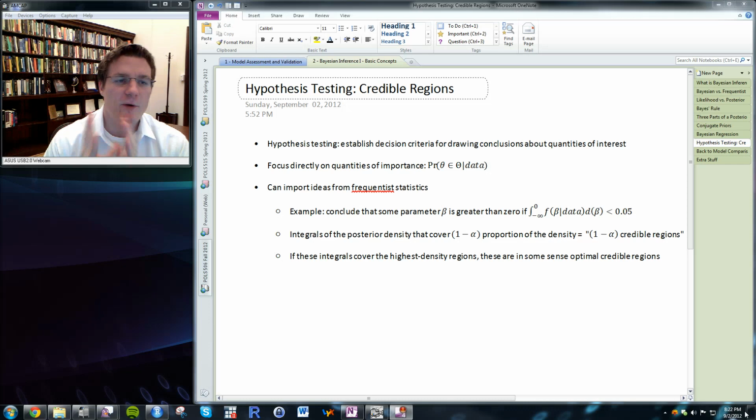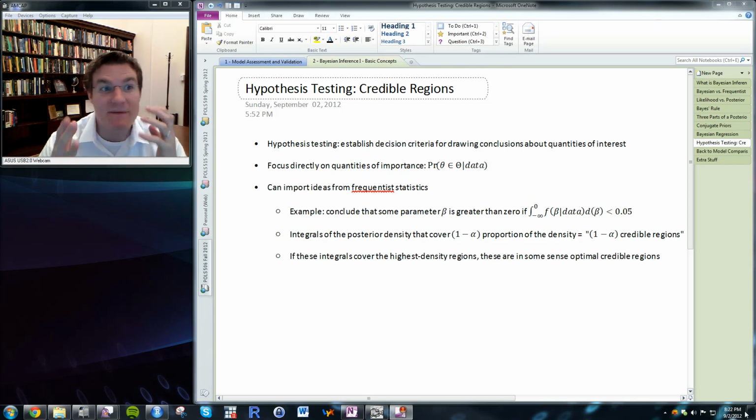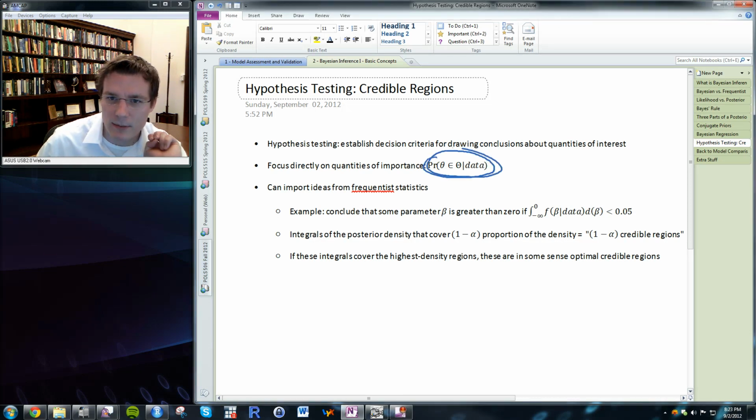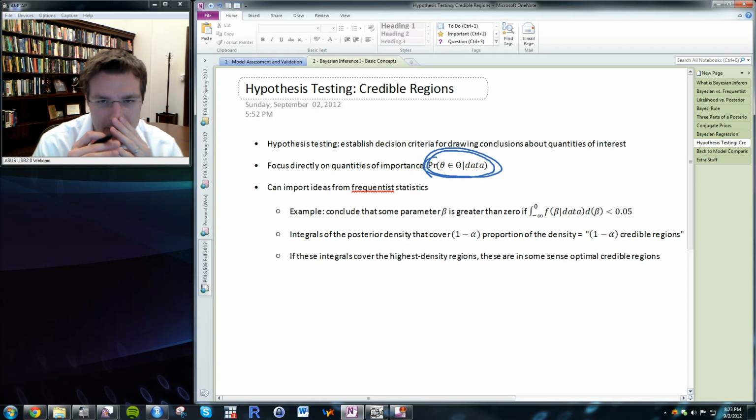So in frequentist hypothesis testing, we have p-values and likelihood ratios and things like that. Bayesian hypothesis testing is in some ways much more straightforward. What we're going to do to test hypotheses in a Bayesian framework is first establish some kind of criterion for drawing conclusions about a quantity of interest. And in particular, we're going to focus typically on the probability that theta is in some region, in this case cap theta, given the data.